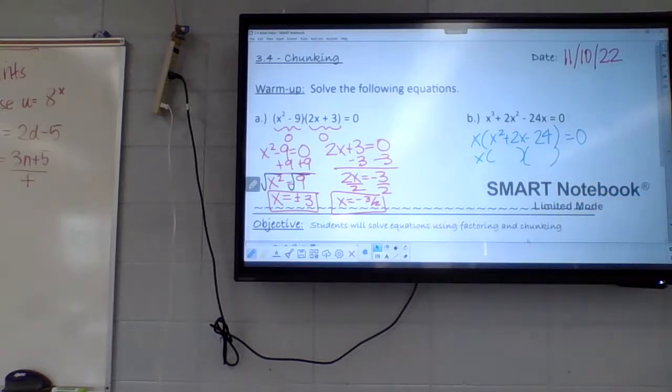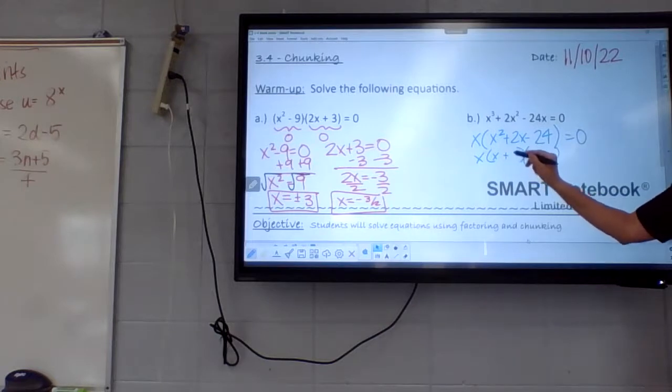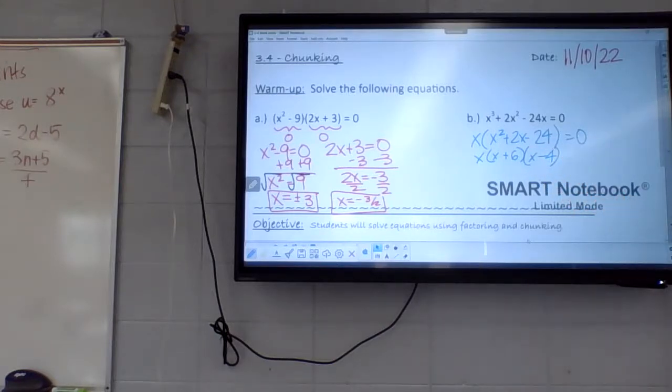Now it makes what's inside the parentheses a lot easier to factor. This is that easy type of factoring where I know it's going to be x times x. I want to multiply to get negative 24, but add to get positive 2. So what are our factors? 6 and 4. Positive 6, negative 4 to get that positive 2, right?